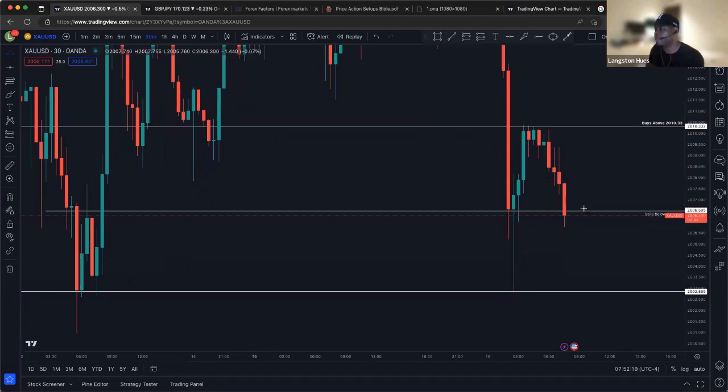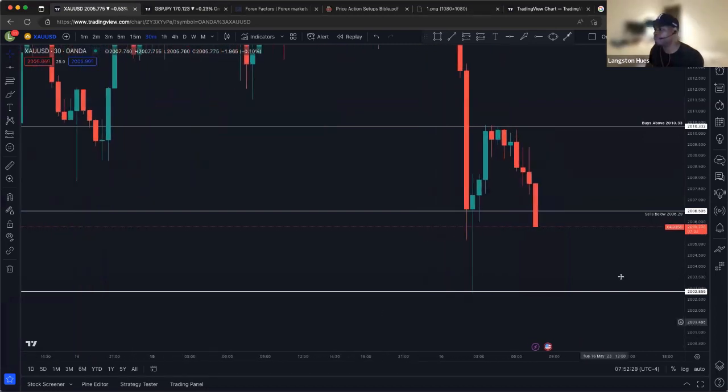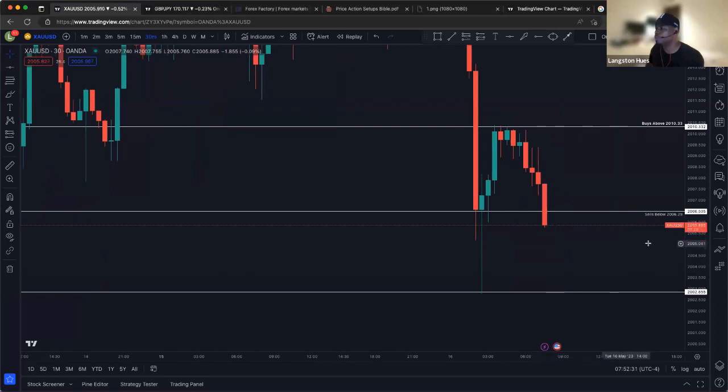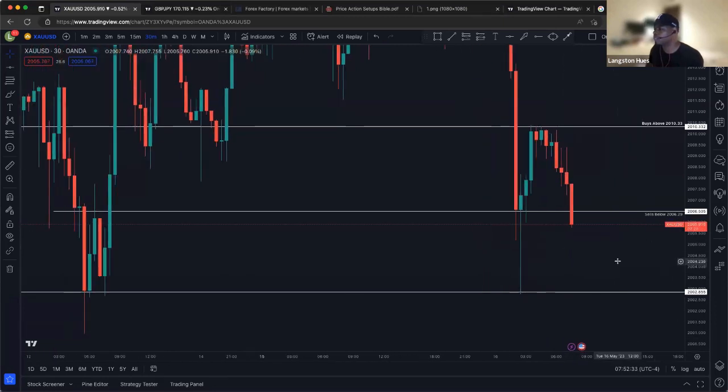But the better idea would be waiting for a closure because this could very well just reject and go back up, right? So there's some volume in the market right now, though, so it could just drive. But the better idea would be to wait for a closure in 7 minutes.